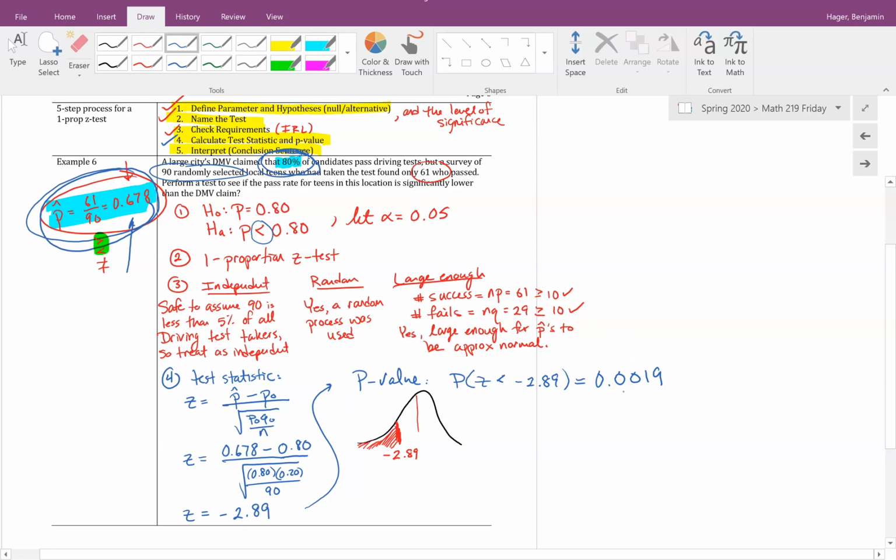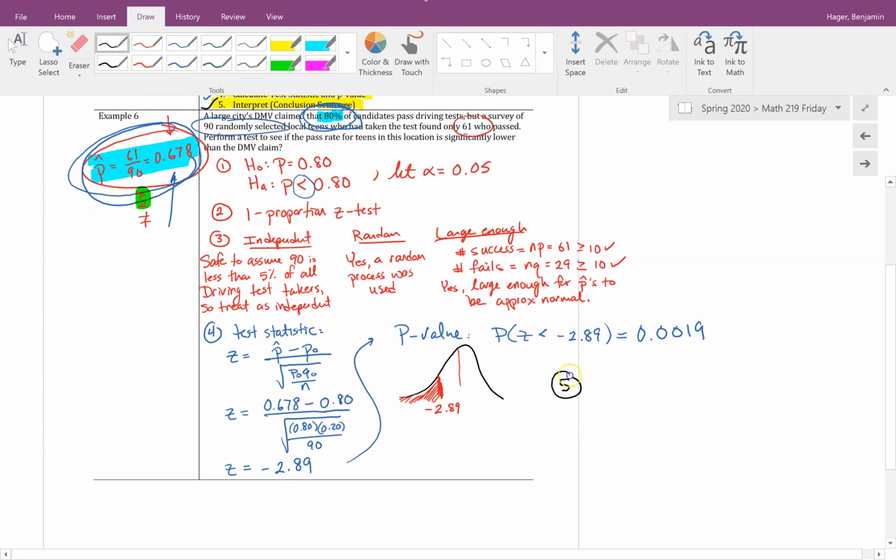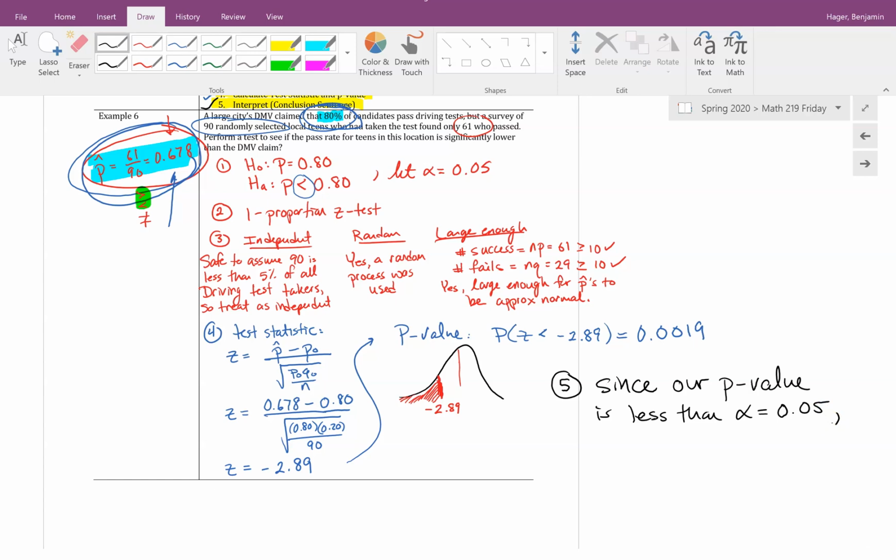What I need to do now is the last step, step 5. How does that compare to my alpha, and what can I claim? Since our p-value is less than alpha equals 0.05. Remember, 5% was what I would consider the lowest probability I'm going to deal with, and anything lower than that, I'm going to say is too unlikely. The claim must have been off from the get-go. So since it's less than 0.05, we reject the original claim. We reject the null hypothesis.